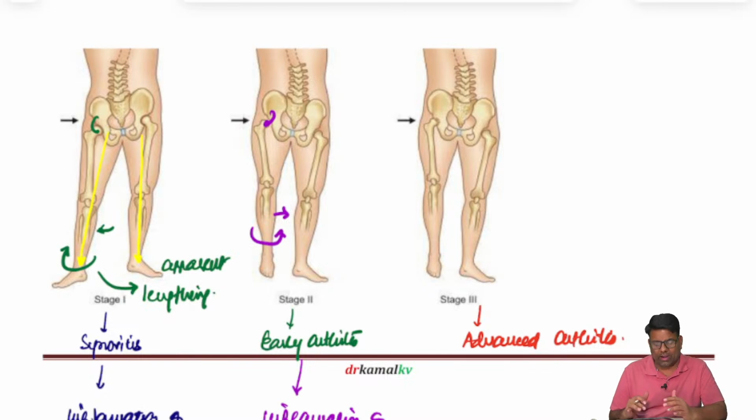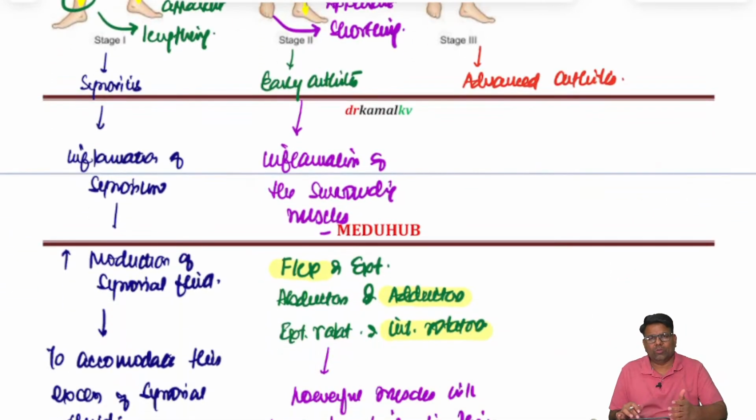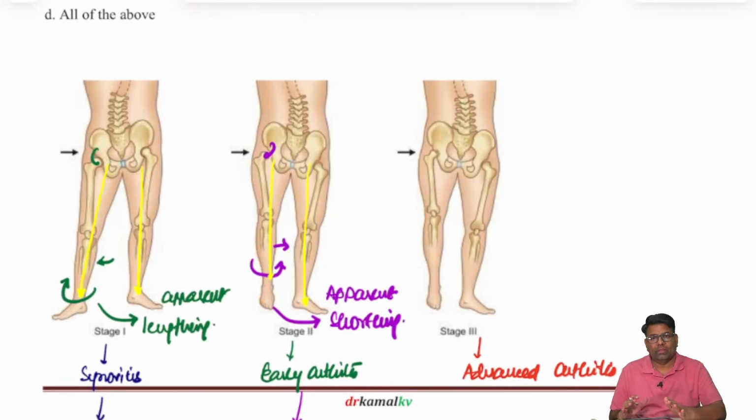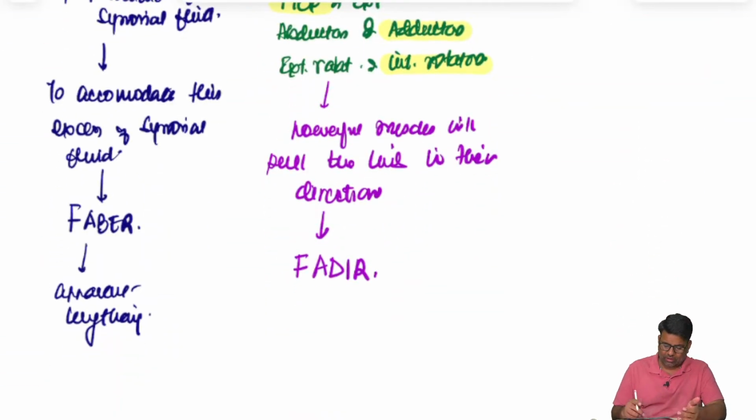As soon as there is FADIR, it will look as if this limb is shorter than the other limb. So there is apparent shortening, and when you measure both the lower limbs, the length will be the same. So you will use the word apparent. Right? So there is apparent shortening. From a distance, it looks as if the limb is shorter, but in reality, the length is almost the same as that of the other limb. So there is no shortening as such. It looks shorter from a distance, so it is apparent shortening.